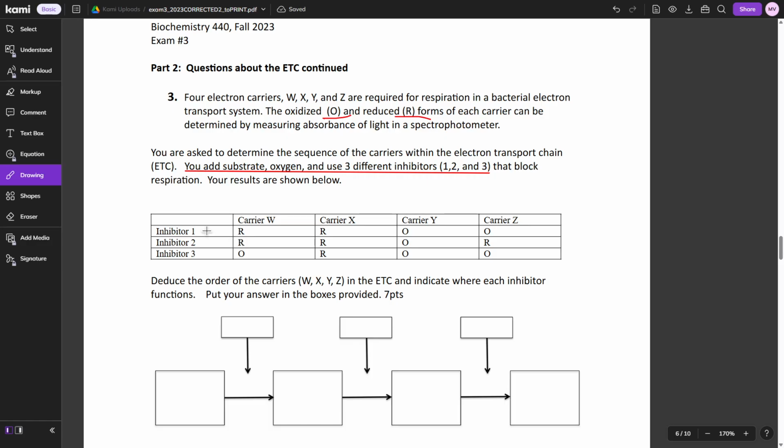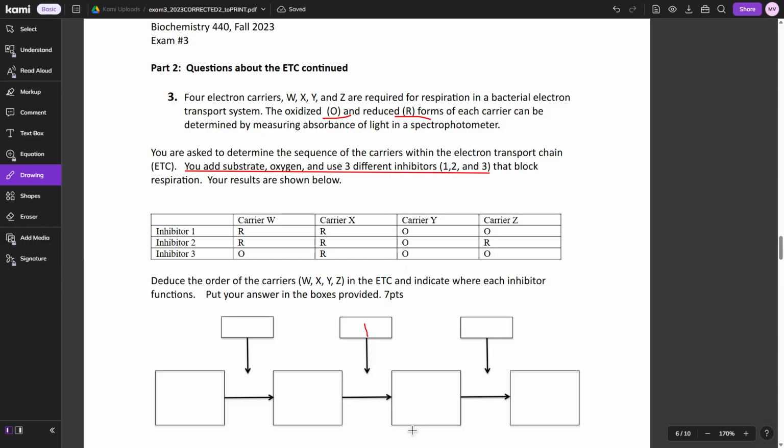So we'll look at the inhibitors in rows for this. I want to know what each inhibitor is doing. If we look at inhibitor 1, carrier W is reduced, carrier X is reduced, carrier Y and carrier Z are oxidized. Does that make sense? So the fact that I have 2 things that are reduced and 2 that are oxidized tells me immediately that this is in the middle, because that's not possible otherwise.